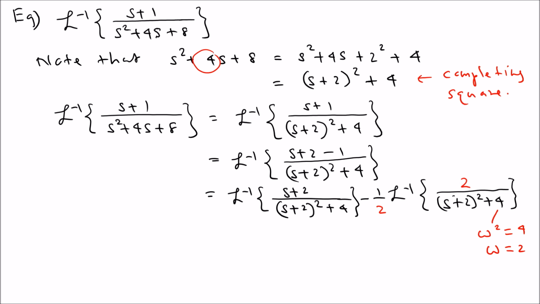Now you can see that this is just a shifted version of sine and cosine. Here a is equal to 2. The first one is the cosine version, and the other one is the sine version.